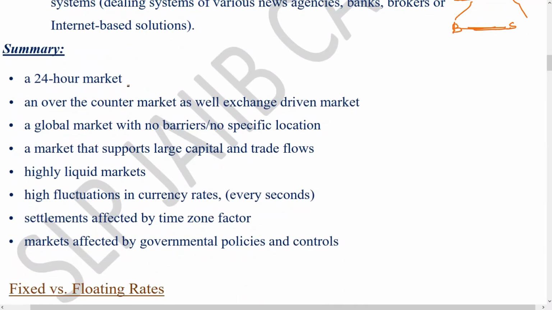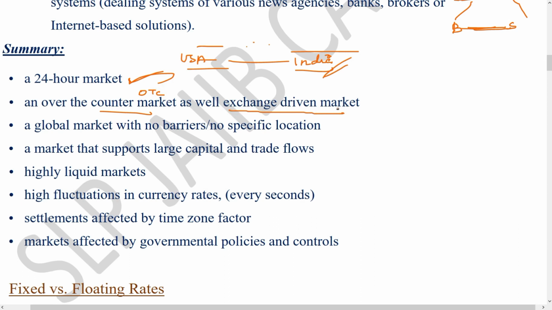Okay, so we can summarize the forex market. It is a 24-hour market, since in the USA there is a different time and in India there is a different time. Many countries follow their own time, so it has to function as a 24-hour market. The forex market is over the counter, as I told, the bulk of the transactions happen over the counter. At the same time, an exchange market is also there, like the share market, where we exchange shares. Currency exchange market is also there, but not developed as much as over the counter.